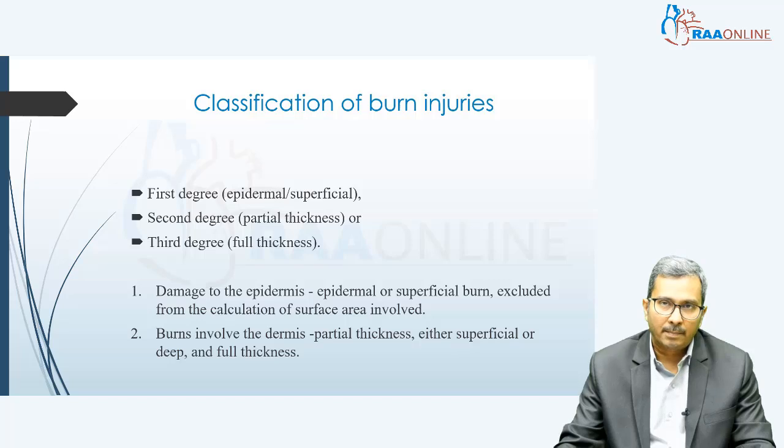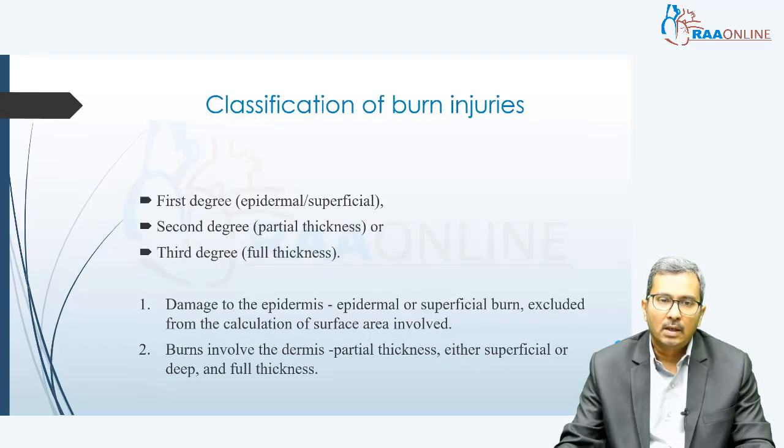Coming to the classification of burn injuries. Burn injuries are classified depending upon the depth of involvement: first degree burns, which include only superficial or epidermal structures; second degree burns, that is partial thickness burns; and third degree, that is full thickness burns. When the damage is to the epidermis only, it is called a superficial or epidermal burn, and these burns usually heal on their own within 1 to 2 weeks without scarring. When the burn involves the epidermal structures only, we need not calculate the surface area for resuscitation of burns. If it involves deeper structures, that is the dermis, it is called a partial thickness burn, and depending on the depth of involvement, it can be partial thickness or deep or full thickness burns.